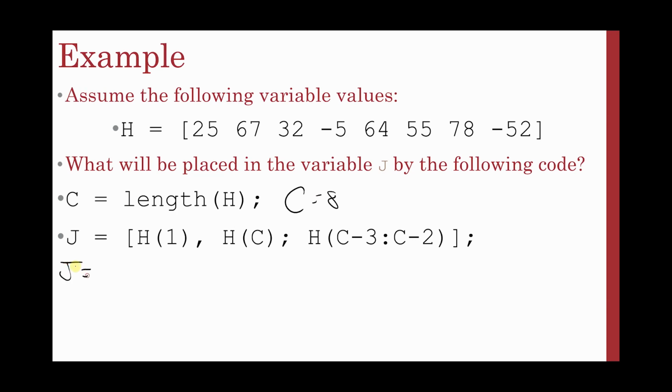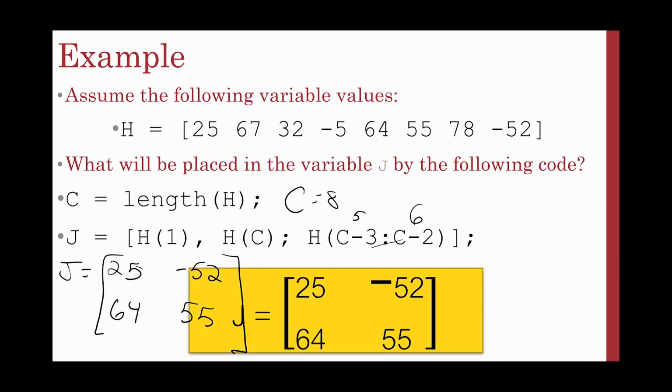So j is equal to h(1), which is 25. Then h(c), so h(8), which is minus 52. Then we have h(c-3:c-2). So that's h(5) and h(6). 1, 2, 3, 4, 5, 64, 55. And there's your answer.